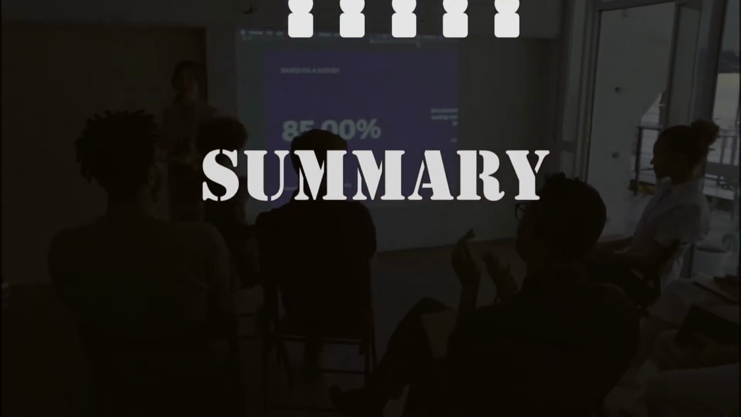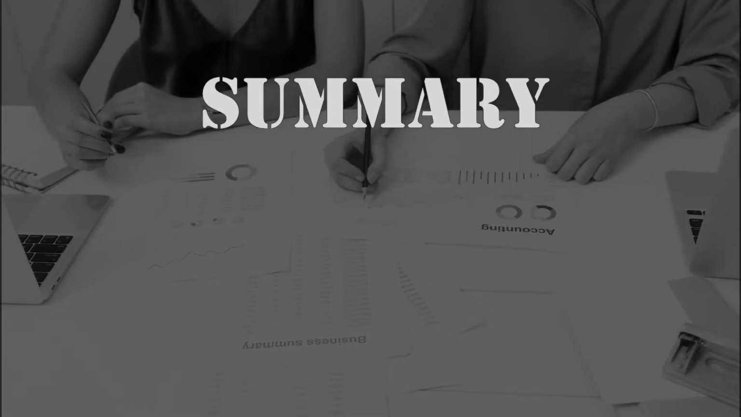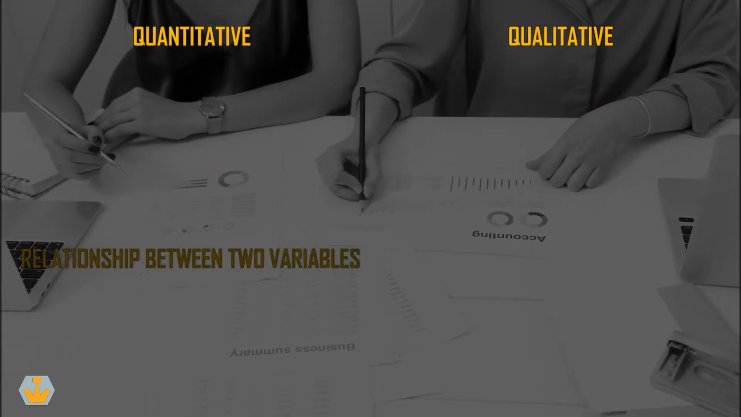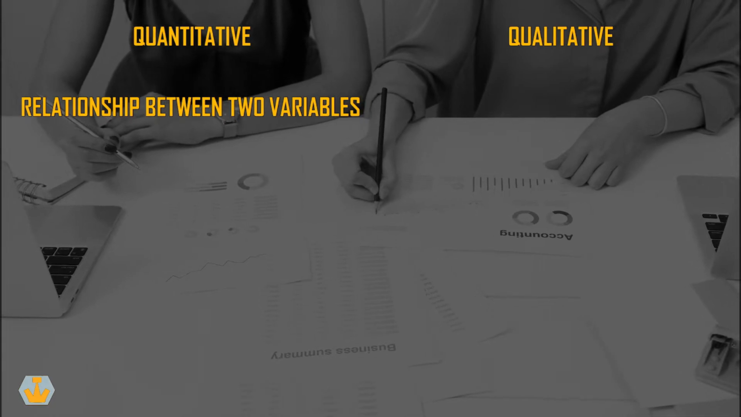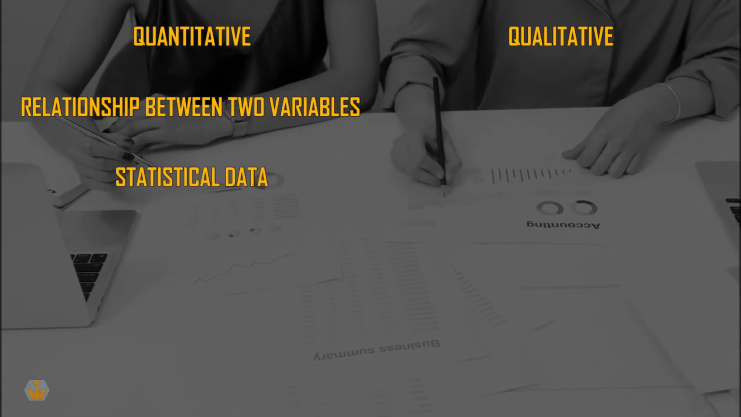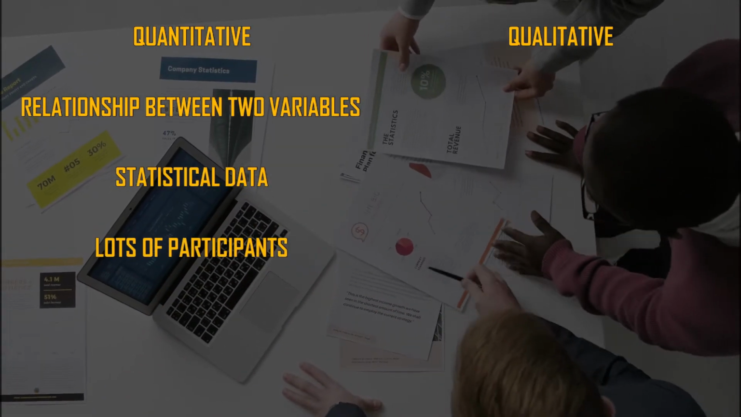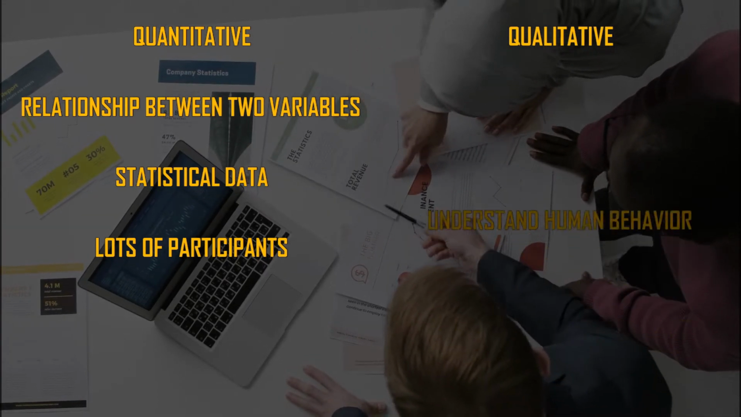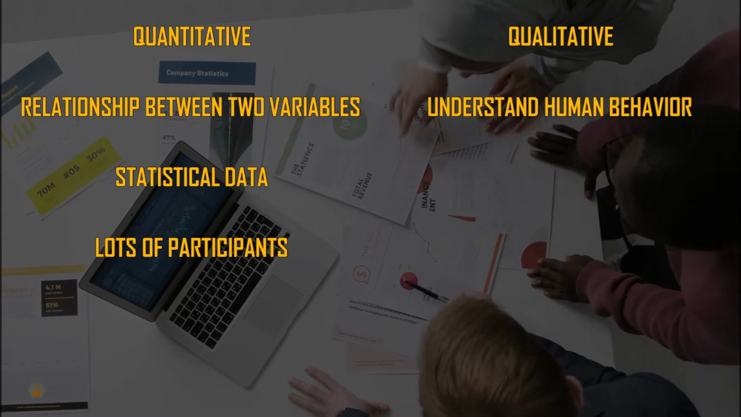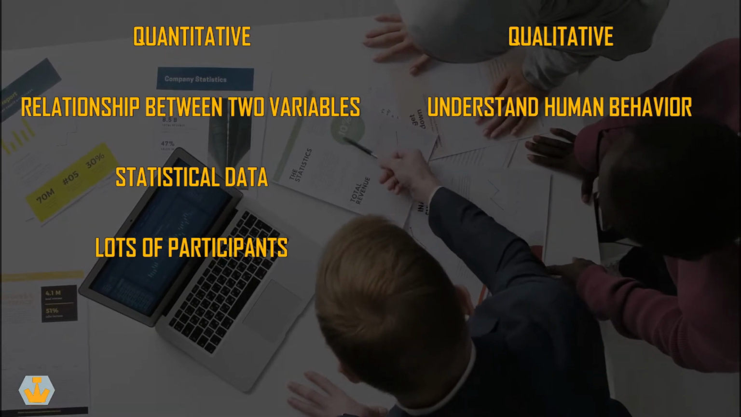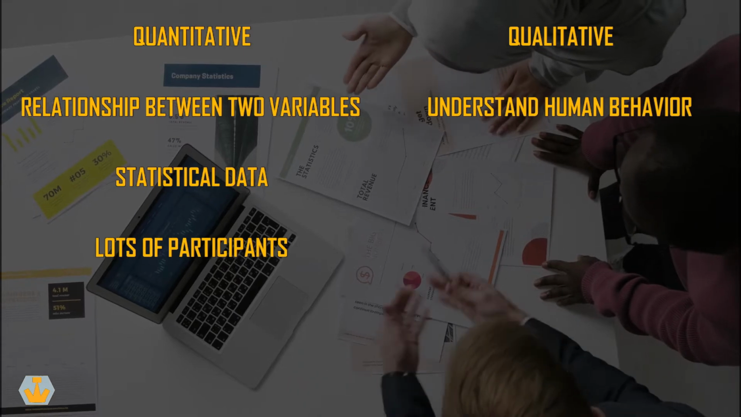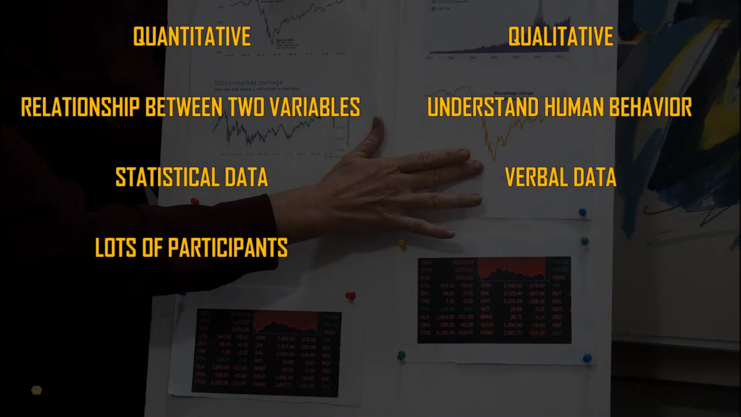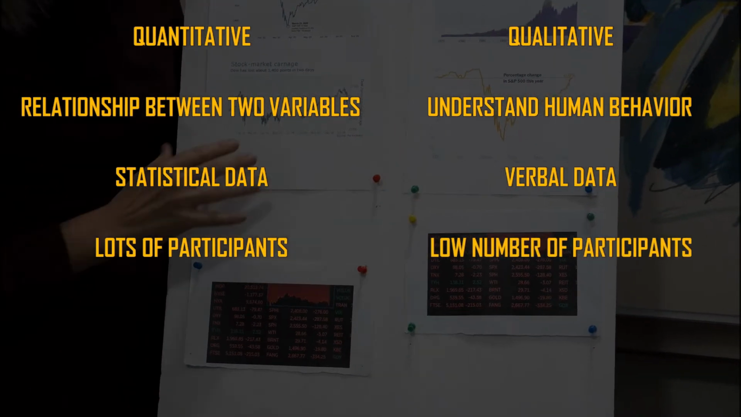Now a small summary of the differences. Quantitative and qualitative. In quantitative research, you are trying to find the relationship between 2 variables with statistical data, and you will need a lot of participants in order to do that. For qualitative research, you are trying to understand the attitude and behavior of people towards something, and for that your data will not be statistical. It will be more verbal, and there will not be as many participants in the research.